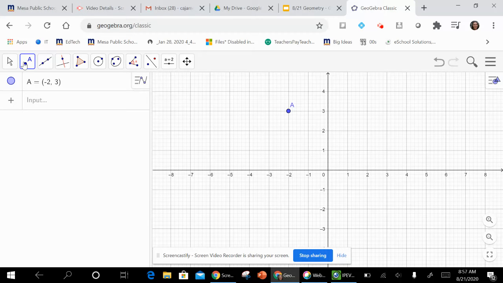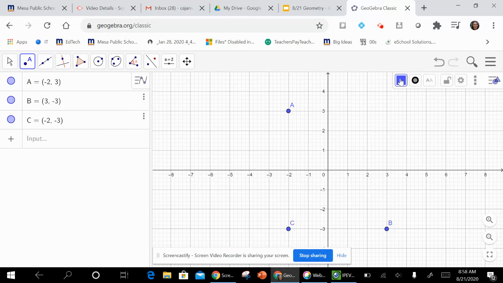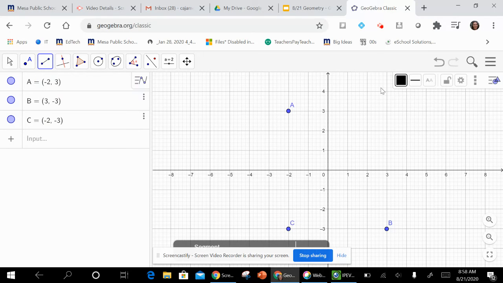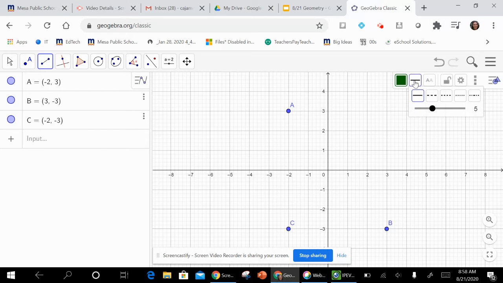We want to do our second point. So we're going to do that at 3, -3. Okay, so it's our B point, and then our third point, C, is at -2, -3. Okay, and then I want you to see over here that we have the tools, so we can do different colors. So I'm going to do a segment. I can do different colors. I can also make the lines dotted lines if I wanted to.